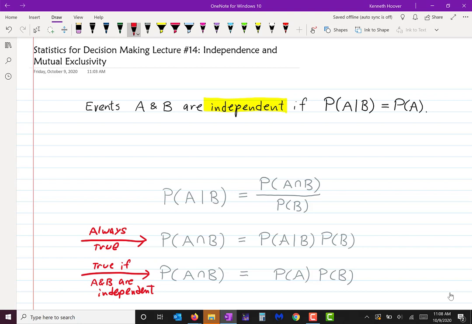Now, in plain language, being independent means that A and B have no influence on each other. Okay? Because what this is really saying over here, the probability of A given B equaling the probability of A, what that's really saying is that the probability of A occurring is the same whether B has occurred or not. So that means that the event B has no influence on event A occurring. Okay, so I'm going to write this down.